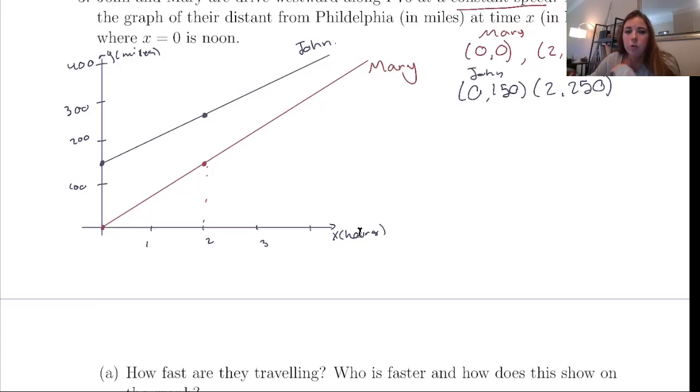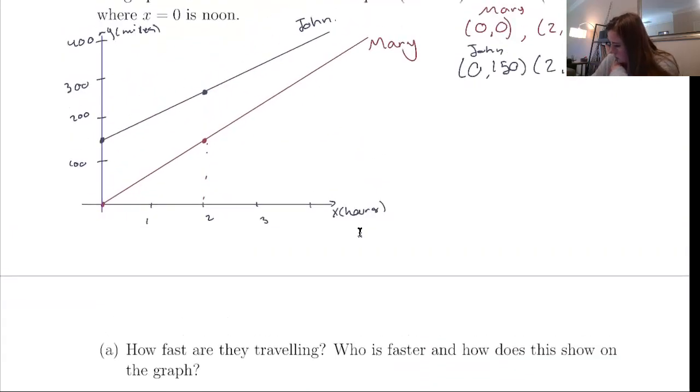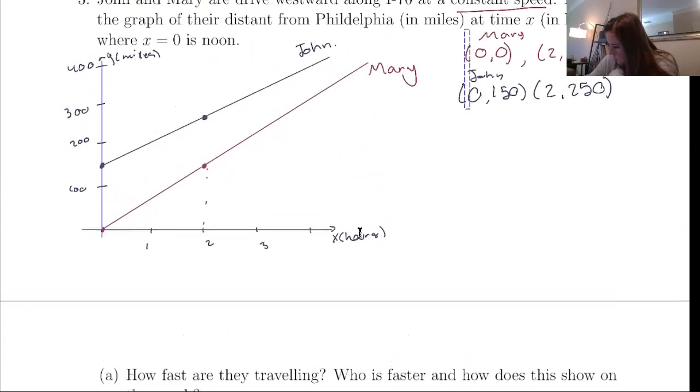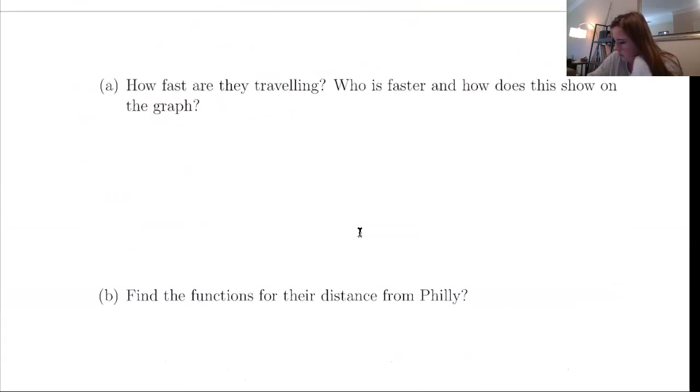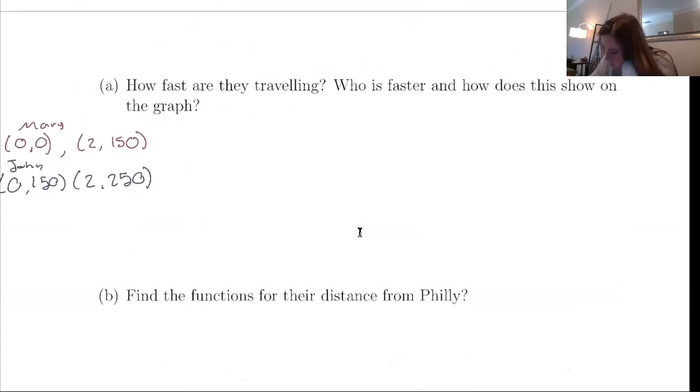Alrighty. So I'm gonna take these with me, just so I have these points in mind. All right. So those are just 2 points that I got off the graph. Those were specifically highlighted in your textbook if you look at this problem.